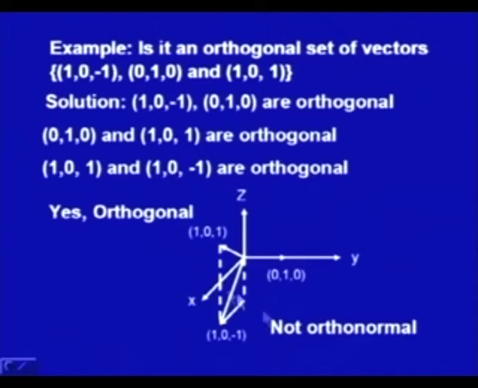But these three vectors are orthogonal, but they are not orthonormal. Although the norm of this vector is 1, the norm of this vector is not 1. Similarly, the norm of this vector is not 1. So this set is not a set of orthonormal vectors, they are simply orthogonal vectors.